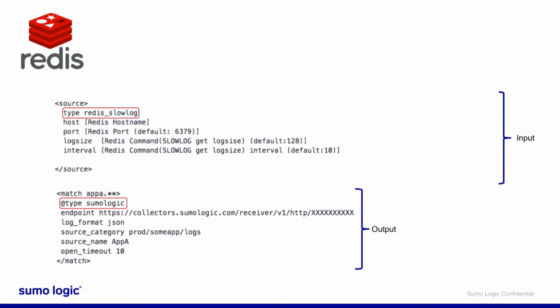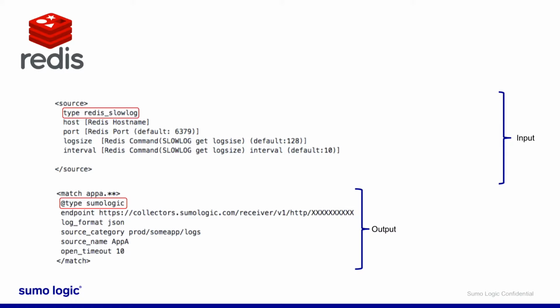By the way, I'm not a Kafka or a Redis expert, so hopefully someone has some expertise and this makes sense to you. But here's a Redis input. And there are actually a handful of them. I grabbed the one that looked the least complicated to me. So this is the Redis slow log plugin. And again, we have our same output to Sumo Logic.